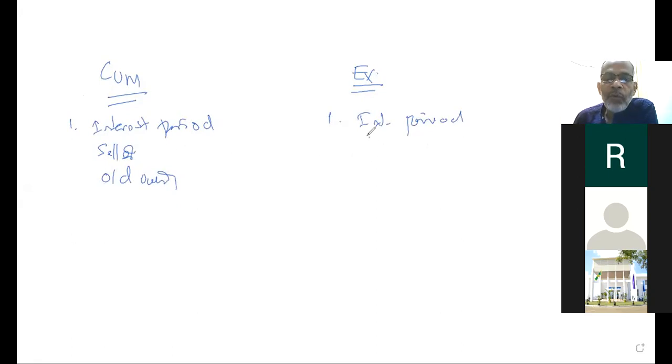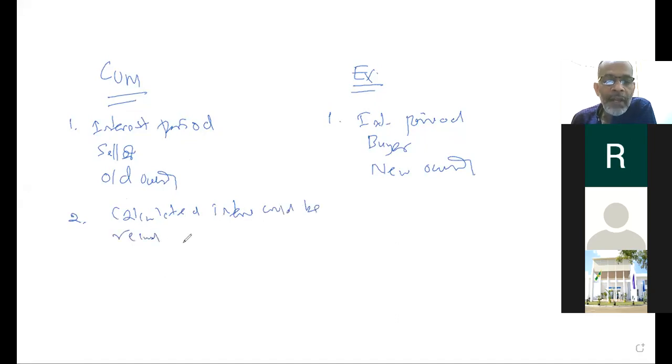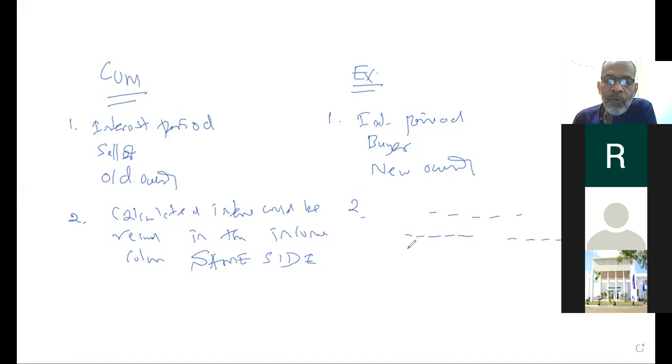Old owner. Here we have to take the buyer or purchaser, or you can say what owner? New owner. For the period you have calculated interest, the calculated interest would be recorded in the income column. What side? Same side or other side? Same side. Yes, very good. Here you have to write that the calculated interest would be recorded in the income column. What side? Opposite side. Very good. Opposite side means debit and credit. Good idea?